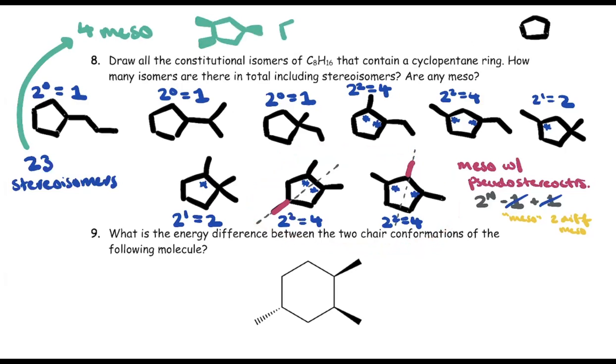Why only 4, not 8? Where would you get 8 from? I thought 4 pseudo meso each. Are all 4 of them meso? Oh, no. Okay.